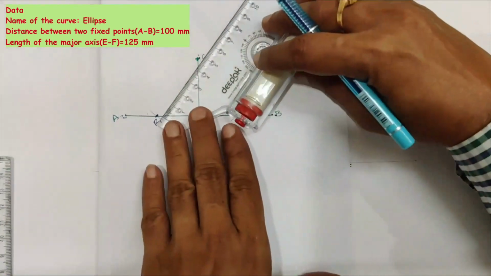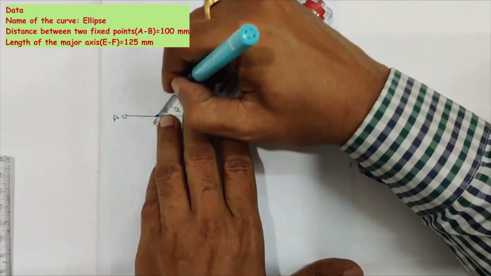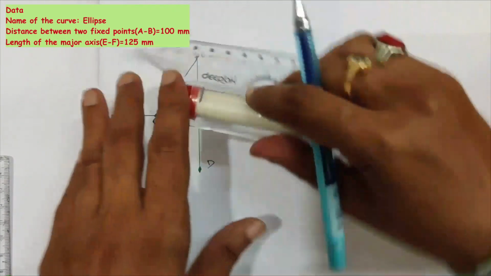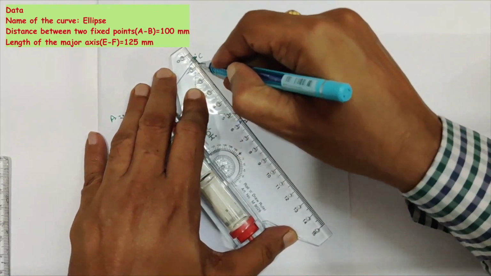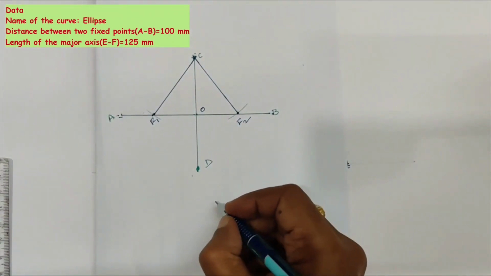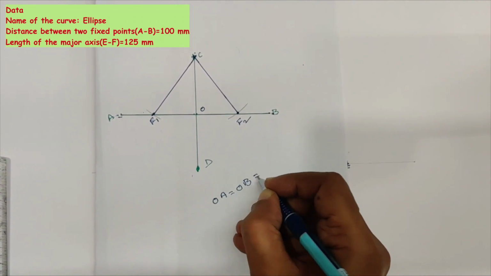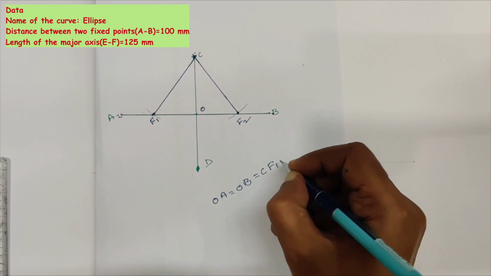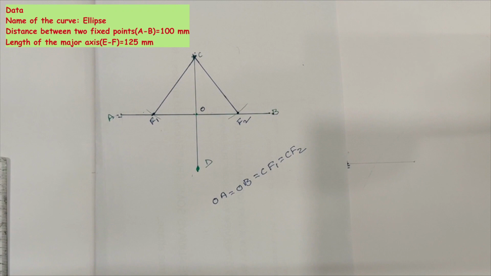That is, CF1 distance is equal to half of the major axis, CF2 distance is equal to half of the major axis, that is OA is equal to OB is equal to CF1 is equal to CF2, that is half of the major axis. With this basic information, in the present problem we are going to locate the two ends of a minor axis.